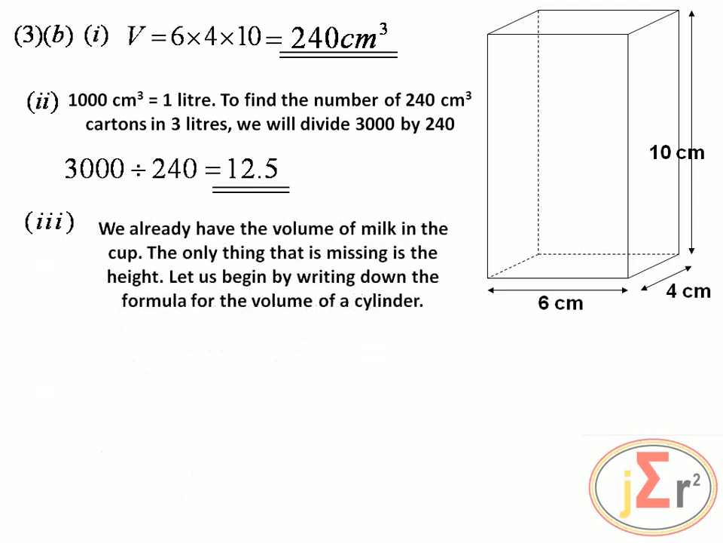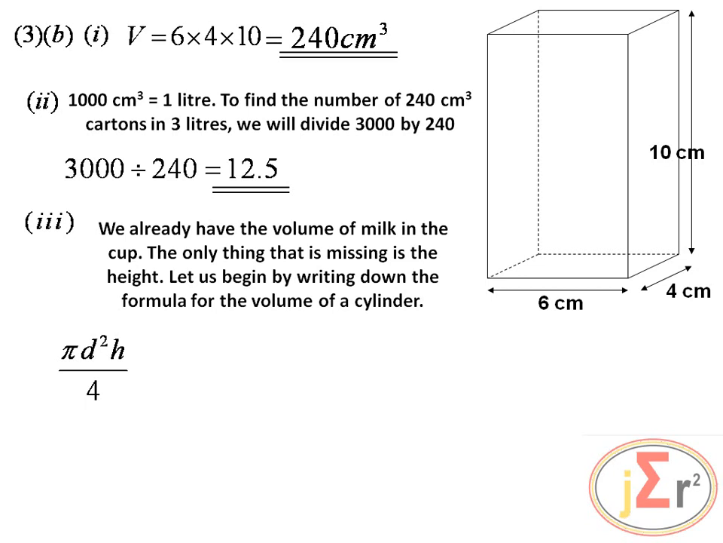We already have a volume of milk in the cup. The only thing that is missing is the height. Let us begin by writing down the formula for the volume of a cylinder. Why are we doing that? Because the milk that is contained in a box is thrown into a cylindrical cup whose diameter is given, and we need to know the height of the milk in the cup.